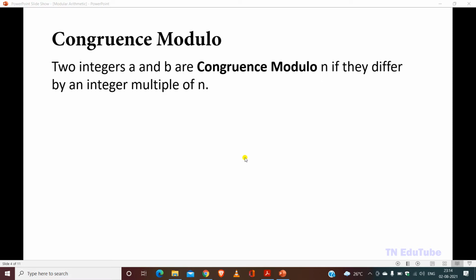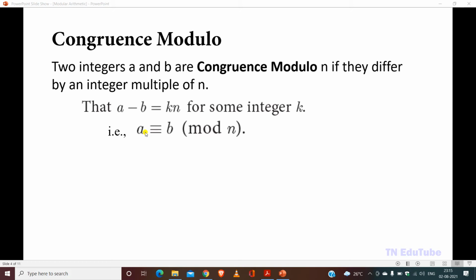Then congruence modulo. Two integers a and b are congruent modulo n if they differ by an integer multiple of n. The difference between the two integers is an integer multiple of n. That we can write as a minus b is equal to some integer multiple of n, that is k times n. Similarly, we can write it like this: a is congruent to b mod n. The three lines show that it is congruence.